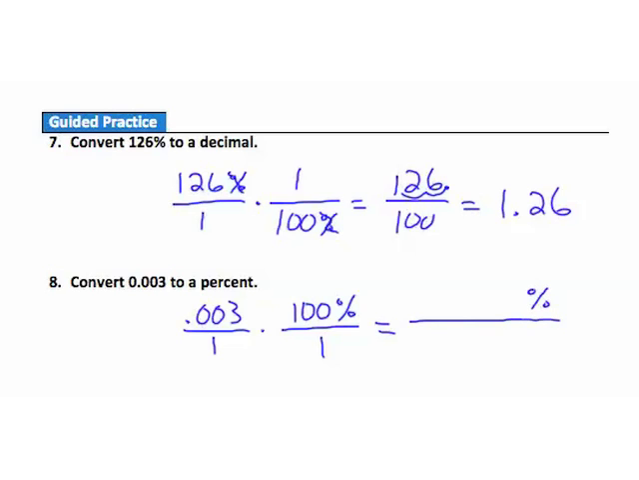Multiplying by 100, that's going to move the decimal 2 places to the right to make a larger number. So if I take this 0.003, move the decimal 2 places to the right, I'm going to end up with 0.3. So I have here 0.3%, and that's over 1, and so that is just equal to 0.3%.